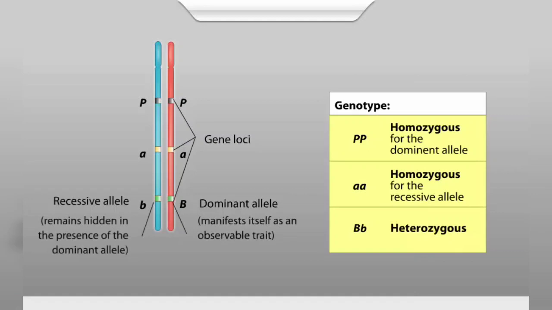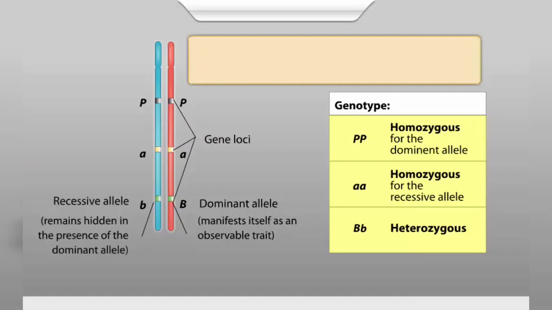In the offspring, the dominant trait will be expressed either when the offspring is homozygous dominant or when it is heterozygous. The recessive allele is not expressed in the presence of the dominant allele. A recessive trait only manifests when the alleles are homozygous recessive.